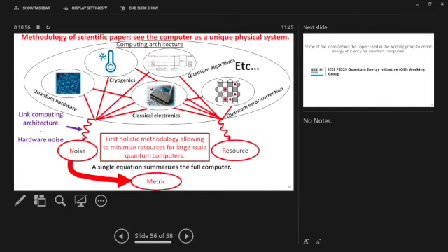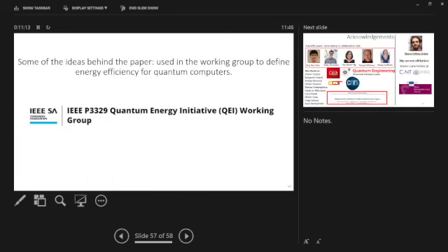So that's it. Very briefly, for the scientific paper, for me, the main message is this kind of holistic approach. By doing this, you can make interesting optimizations to minimize the energy consumption of the computer, because you see it as a unique physical system. And we are currently discussing some of these things in this working group.